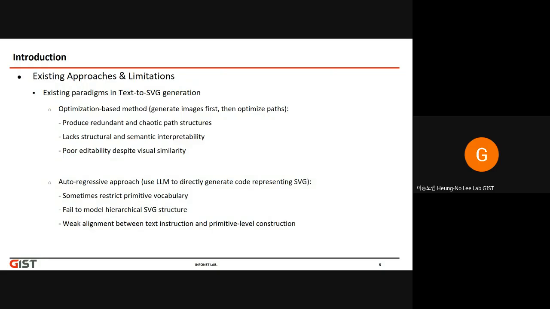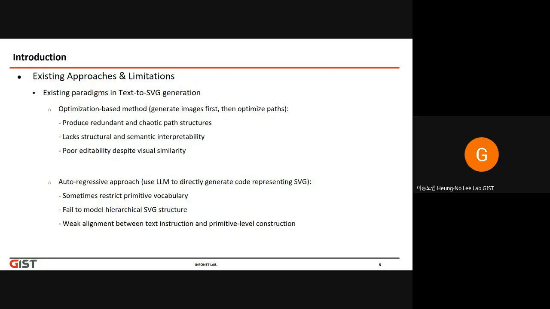One is the optimization-based method, which generates an image first, then optimizes the paths from it. They produce redundant and chaotic path structures, and they lack structural and semantic interpretability. They are also not good for editing after the creation.